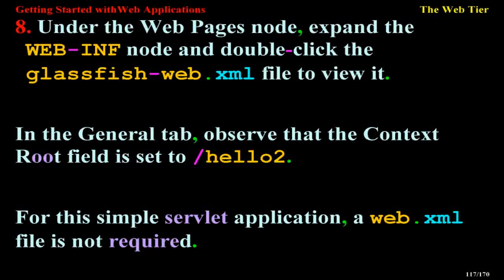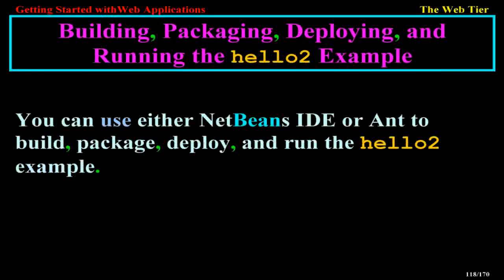Under the Web Pages node, expand the WEB-INF node and double-click the glassfish-web.xml file to view it. In the General tab, observe that the context root field is set to /hello2. For this simple servlet application, a web.xml file is not required. Building, packaging, deploying, and running the hello2 example.